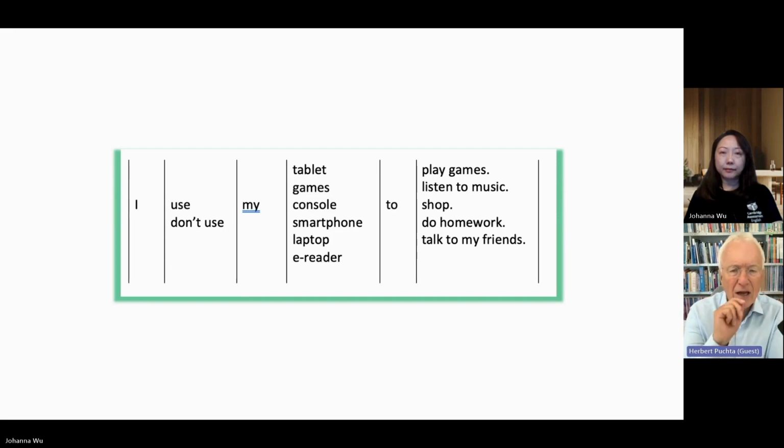And then I say, okay, I'll give you 30 seconds now, and I want you to really make sentences that are true for you. So not just correct, but also true for you. And then we get interesting things. So for example, a student might say, I don't use my smartphone to play games. And then I say, that's interesting. Do you never play digital games? And then this boy or girl might say, oh yes, but I use my laptop to do that, or I use my tablet to do that, etc.